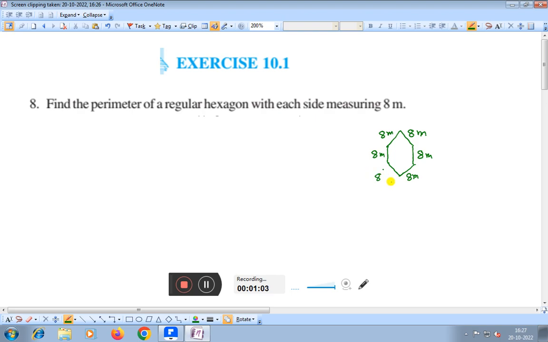Eight meter. Okay. Now perimeter of a regular hexagon is equal to, therefore you can say that perimeter of a regular hexagon.